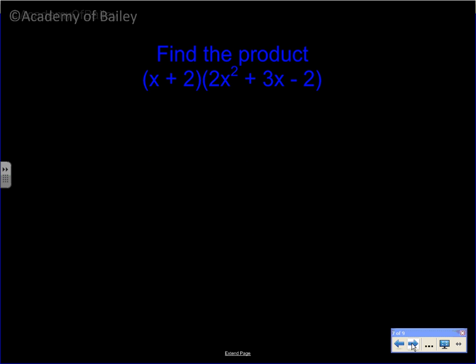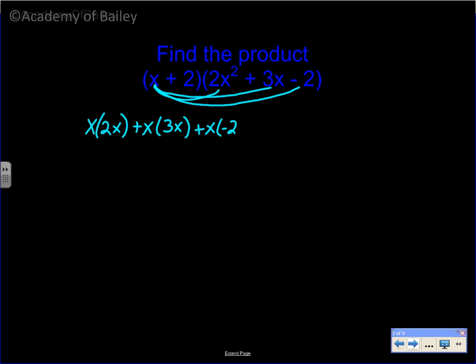You have this one here. This one here is not any different than what we've been doing. This still says find the product, and you still multiply everything in the first parentheses by everything in the second parentheses. So we say x times 2x. Positive x multiplied by 3x, and positive x multiplied by negative 2.